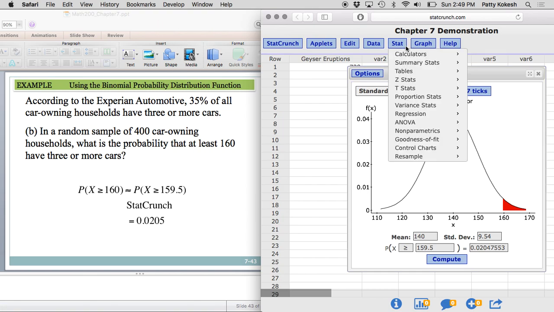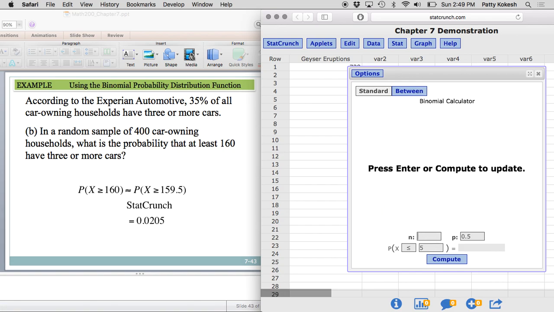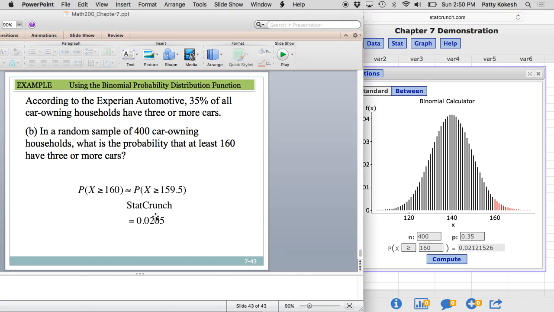Now, we could also use our binomial calculator to calculate the exact value. Okay, so if we look here, for this one, for example, I have a sample size of 400. I have a probability of success of 0.35, and I want the probability of getting at least, so greater than or equal to 160 cars, and I click compute, and I get a value of 0.0212. This is an exact value. The value that we got here was using our normal approximation. So you can see that they're pretty close. They're not exact. Again, it's an approximation, so it's not going to be perfect.